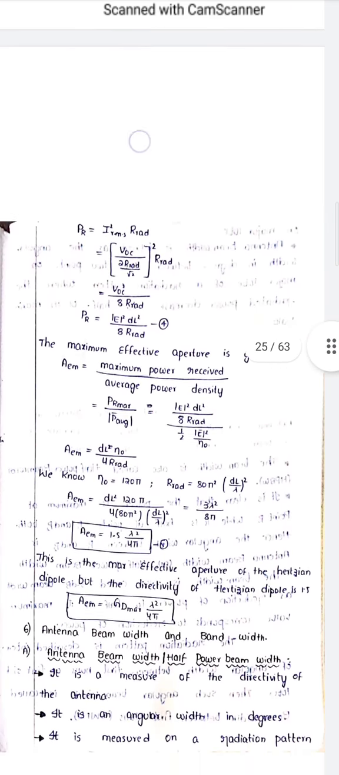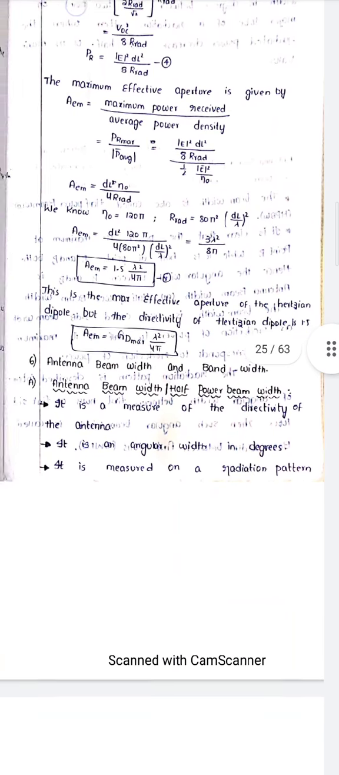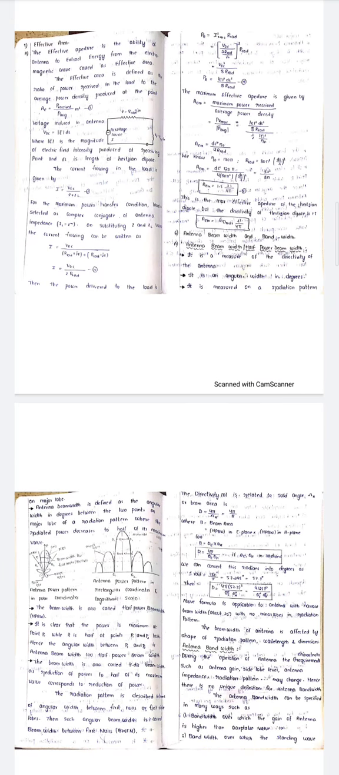times the maximum electric field squared divided by the power radiated, which is the integration from 0 to 2 pi and from 0 to pi of the electric field squared times sin theta d theta d phi. I hope you understand this concept.